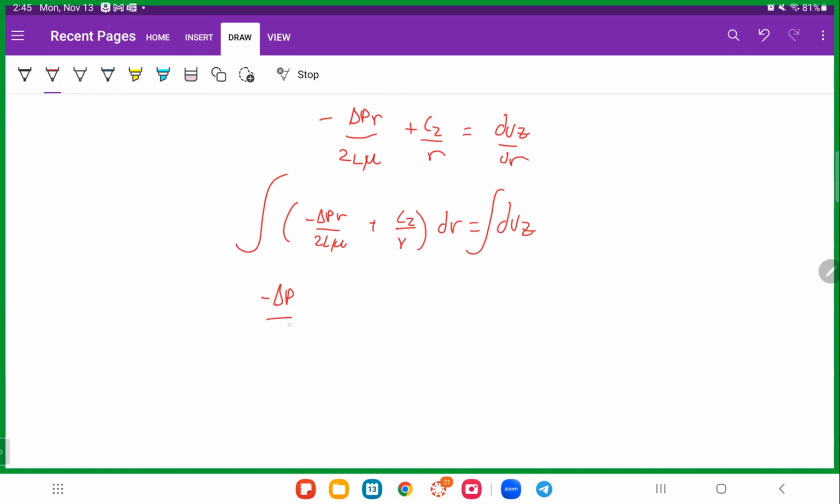What do we get? I almost wrote the same thing. You get negative delta P times R squared over 4 L times mu, and then plus the natural log of R. And then I always forget, when you have it, is it C2 times the natural log of R? Mhm. Okay.